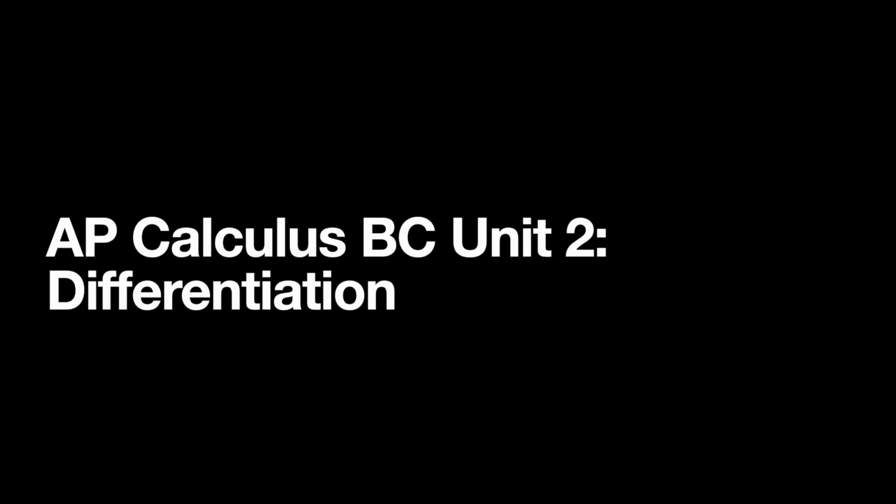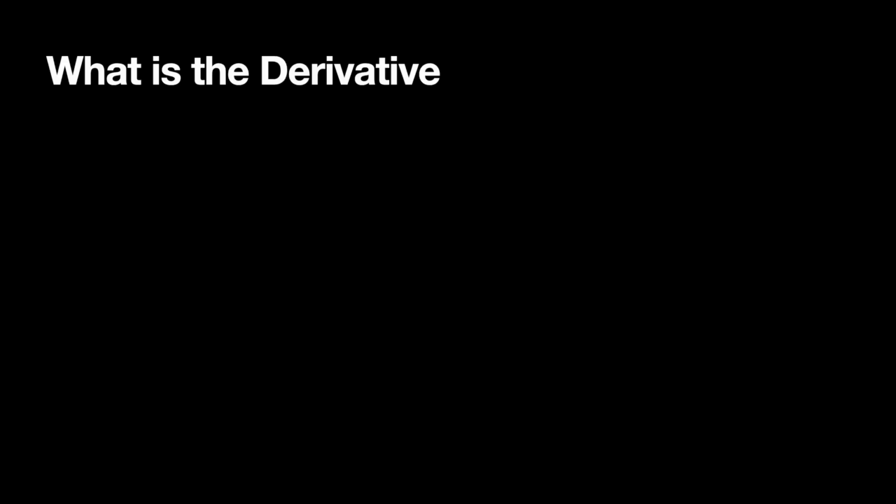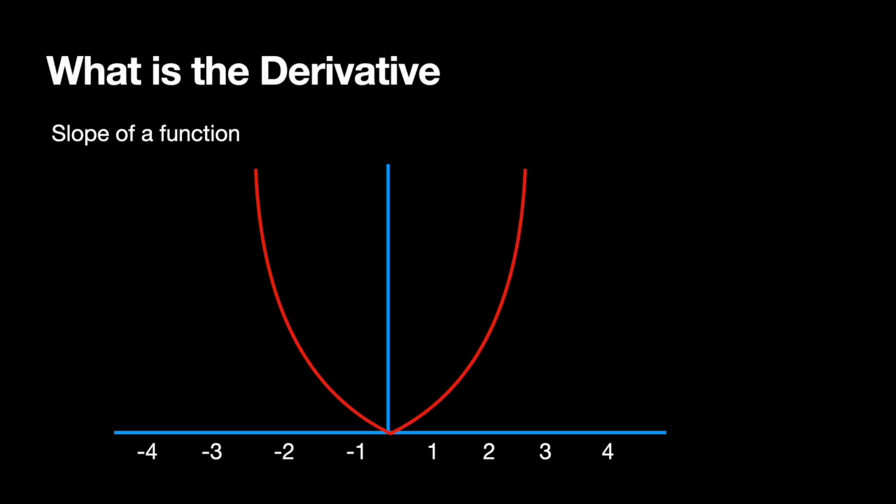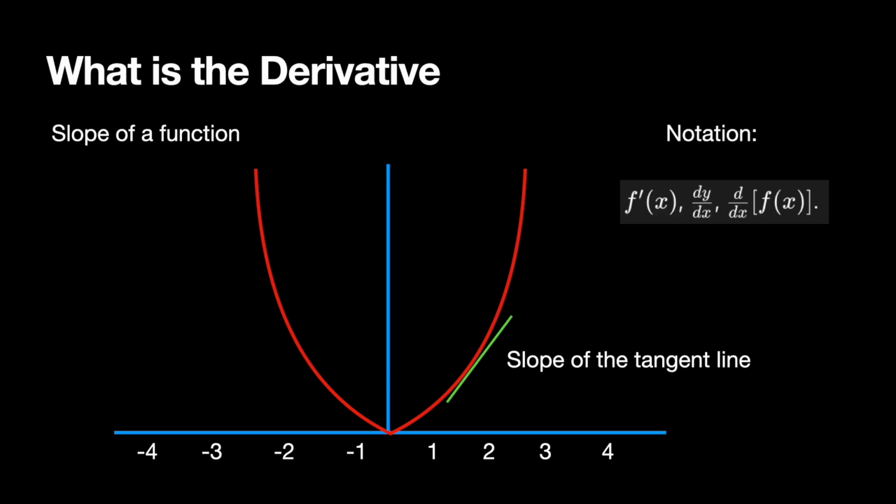Hello everyone, today I'll be covering differentiation. The derivative is the slope of a function. More specifically, given this graph of x squared, the derivative is the slope of a line tangent to that function. To notate the derivative, we can use f prime of x, dy over dx, or d over dx.